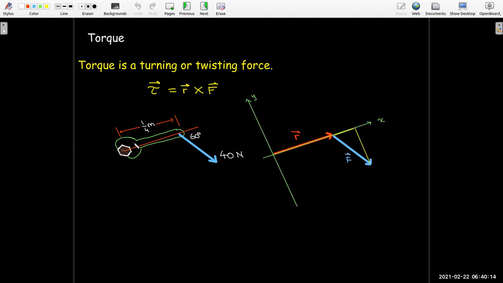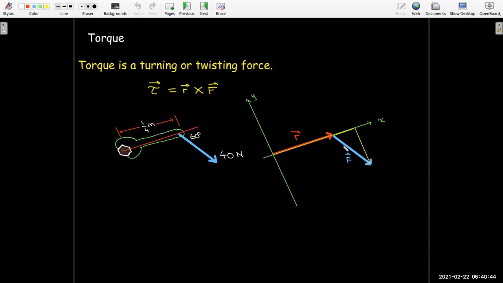All right, so let's look at this in terms of vectors. The distance from the center of the bolt to where the force is being applied, that is what we call the arm of this force. And so that is our r vector. And then at the head of the r vector, that's where the force is being applied. And what we'd like to do is find the components of these vectors.